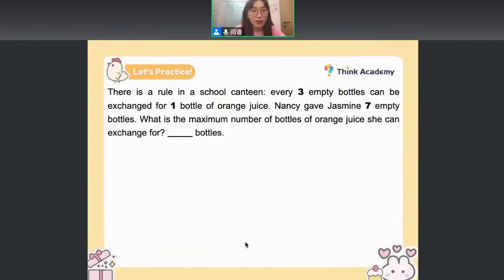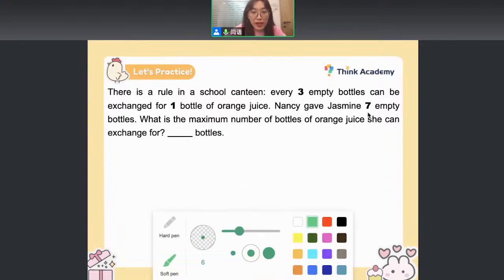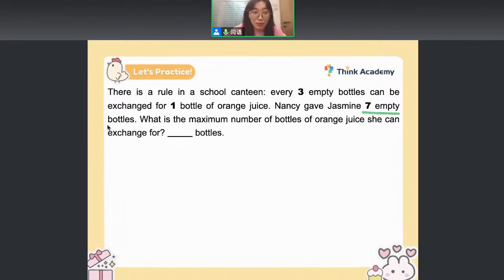Now, everyone, let's try one more. Here you see, there is a rule in a school canteen: every 3 empty bottles can be exchanged for 1 bottle of orange juice. Nancy gave Jasmine 7 empty bottles. Okay, so here I see it is not 7 orange juice. That is 7 empty bottles. And what is the maximum number of bottles of orange juice she can exchange for?